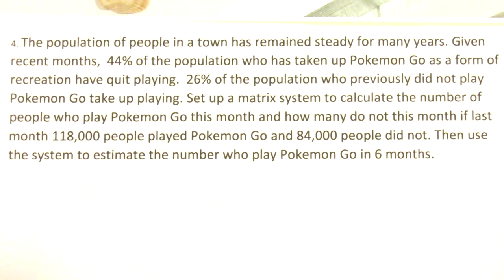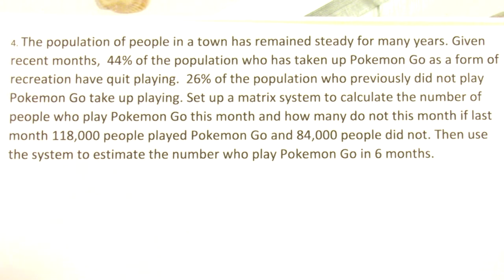So we've seen this problem before if you've been in our class. The population of people in a town has remained steady for many years. Given recent months, 44% of the population who had taken up Pokemon Go as a form of recreation have quit playing. That means 56% are still playing. 26% of the population who previously did not play Pokemon Go end up taking up playing. That means 74% of the population did not take up playing if they weren't already playing.